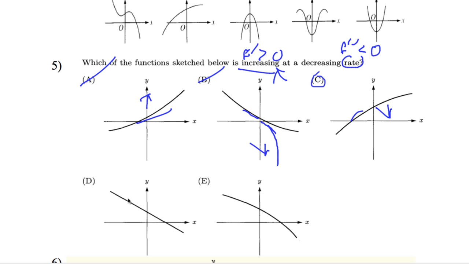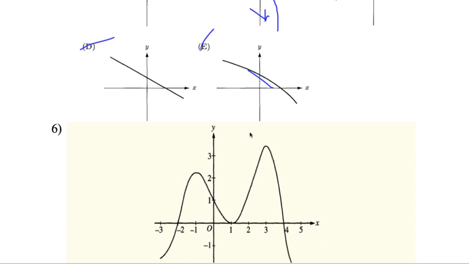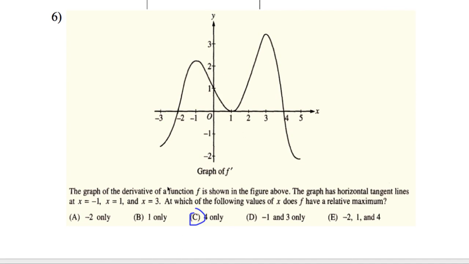D is decreasing at a constant rate, not a decreasing or an increasing rate, because this is neither concave up nor concave down. The second derivative would have been 0. E is decreasing because the slope is negative, so it's already wrong, and it's decreasing at that increasing rate that I was trying to talk about for B. And we're on to the final problem, number 6.